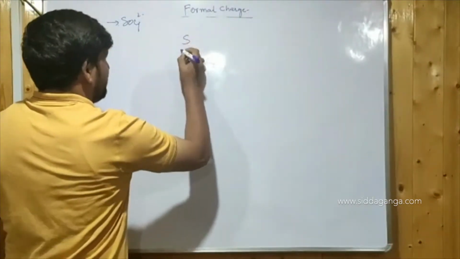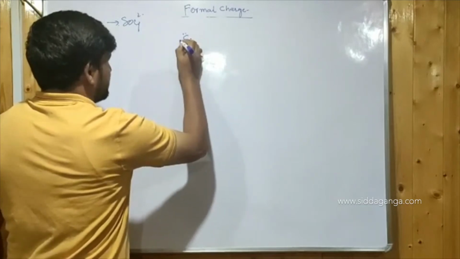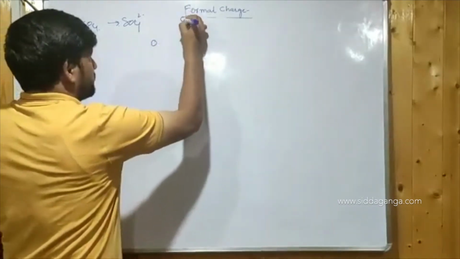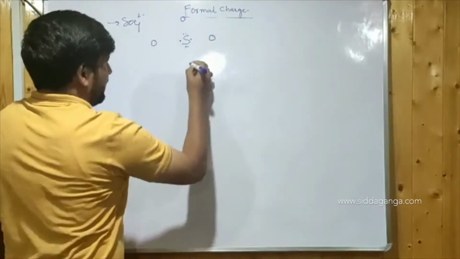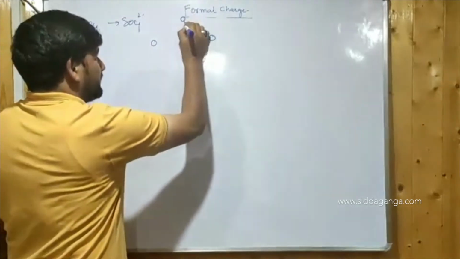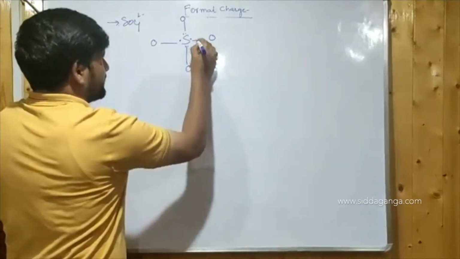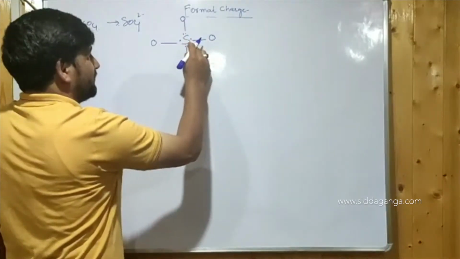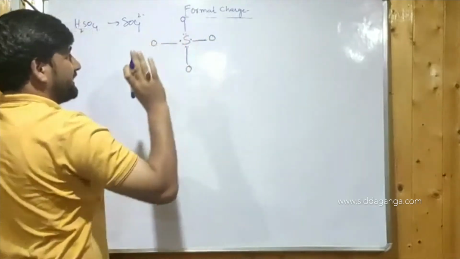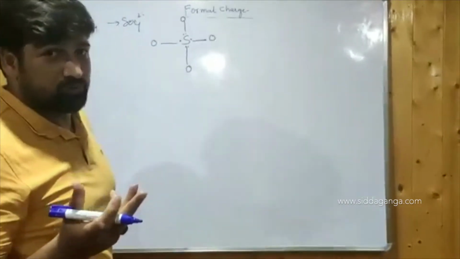So sulfur, how many valence electrons does it have? 1, 2, 3, 4, 5, 6. It has 6 valence electrons, correct? One side oxygen, the other also oxygen, the other also oxygen, and the other also oxygen. First of all, let me do one thing. I will make one single bond with all the oxygens, because this sulfur is the central atom for us, right? So I will make one bond with each, because each oxygen is attached to sulfur. Is it clear or not? There is no peroxide linkage here in SO4 2-, right?